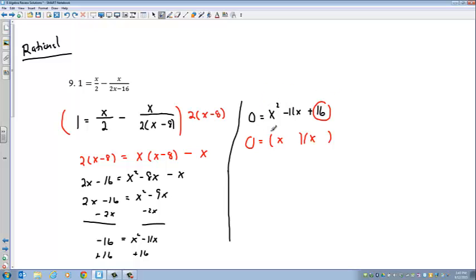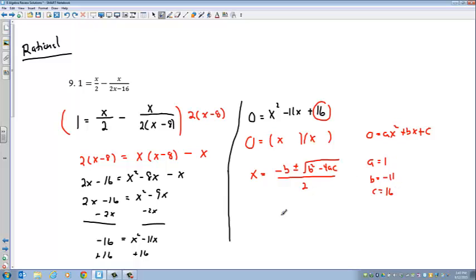So that other way that you should be somewhat familiar with is using the quadratic formula. The quadratic formula looks like this: x equals negative b plus or minus the square root of b squared minus 4ac, all over 2a, where you have 0 equal to ax squared plus bx plus c. So a, b, and c are these coefficients. In our problem here, a is equal to 1 because there's a 1 in front of x squared. b is not positive 11 but negative 11, and c is 16.